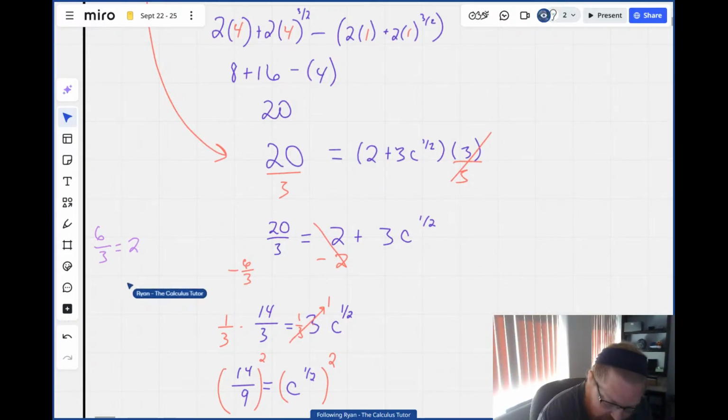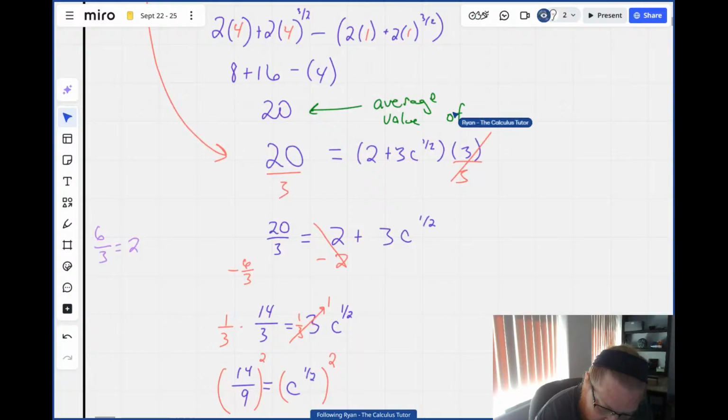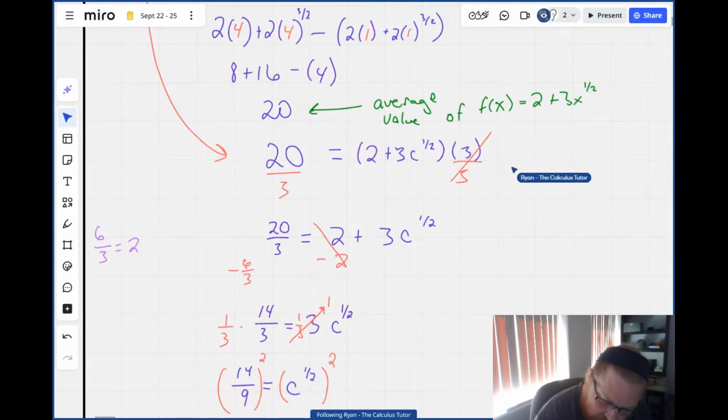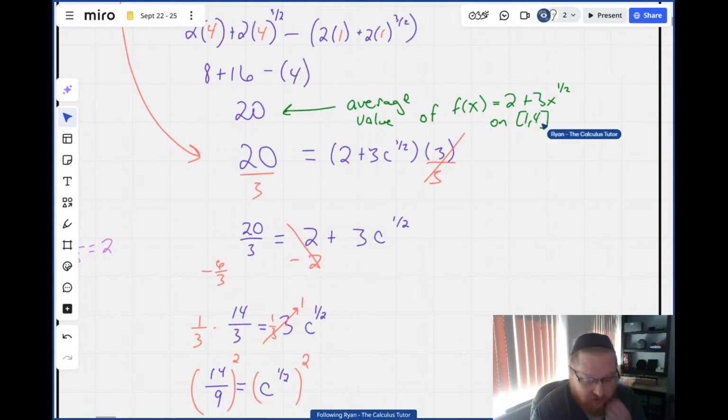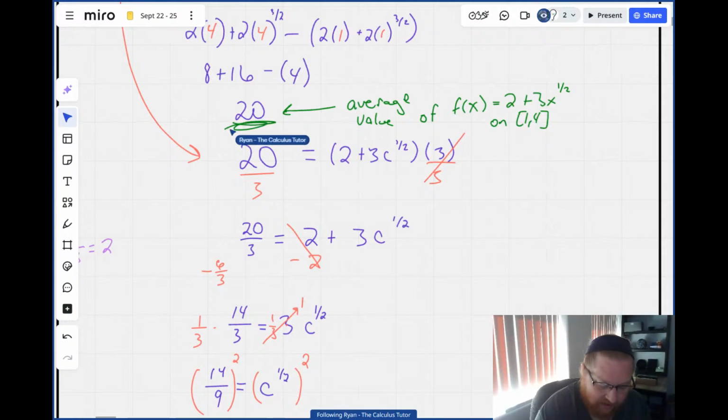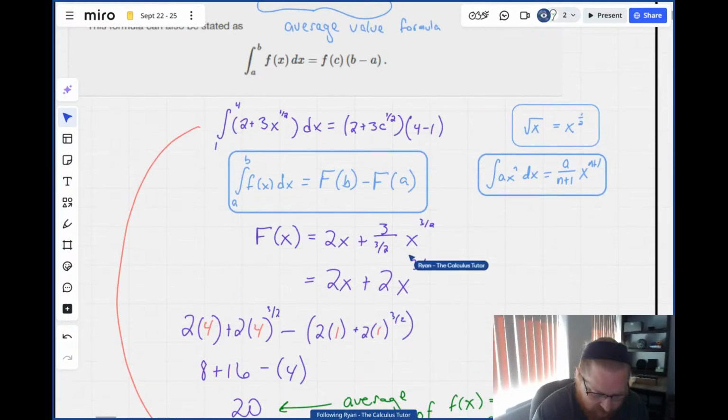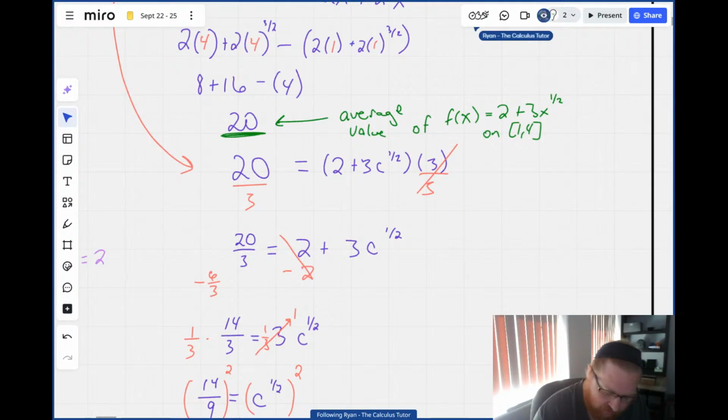This is the average value of f of x equals 2 plus 3x to the 1/2 on 1 to 4. Boom. That's literally what this number means. Oh, wait a second. Hold on. It's not. I'm so sorry. It hasn't been divided by the 3 yet. The 20 over 3 is technically the average value.